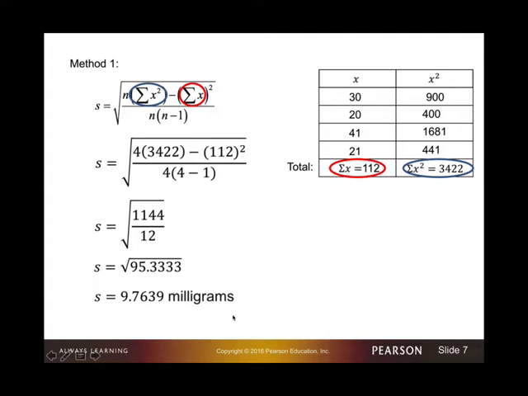So this is how we find the sample standard deviation. Use this formula. One more time: create the chart here, write down the value of x, take the square for each of the data, find out the summation, and then plug back into your formula. And this is called the sample standard deviation.